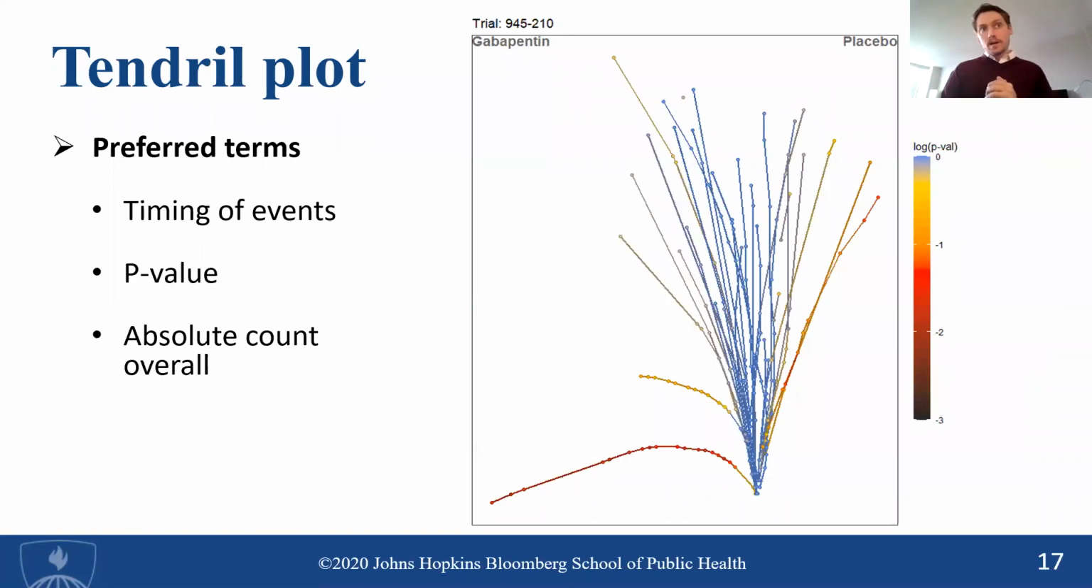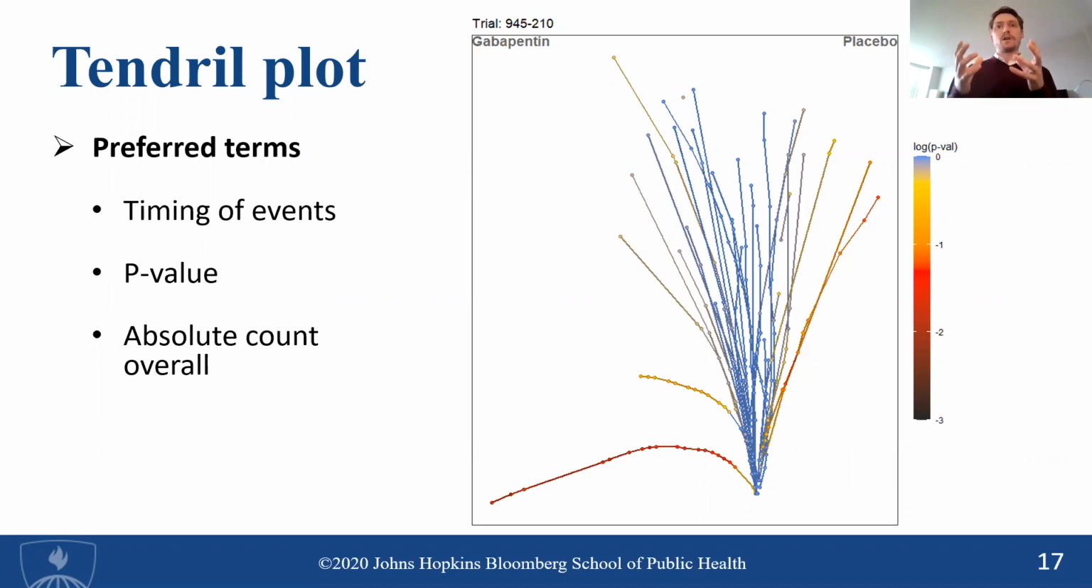The last plot is the tendril plot, and this is also the most recent one. 2018 was the paper that came up with this. This presents all harms at the preferred term level. So each tendril is a different harm.